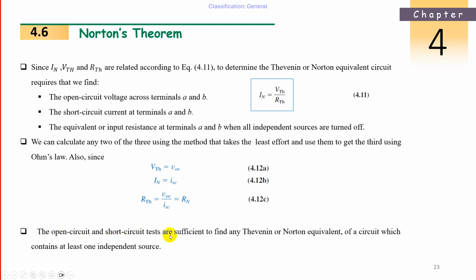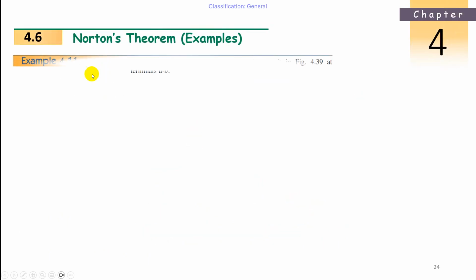The open circuit and short circuit tests are sufficient to find any Thevenin or Norton equivalent of a circuit which contains at least one independent source. If we have dependent sources, then we have one more step to follow. But if we have independent sources, then open circuit or short circuit tests are sufficient to find the Thevenin or Norton equivalent. Let's have an example here.